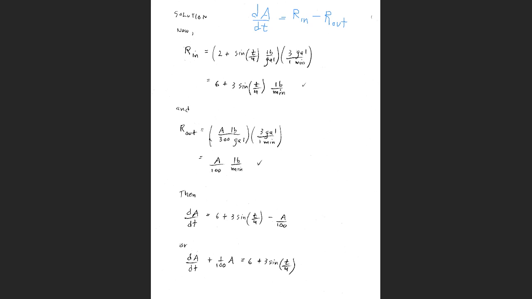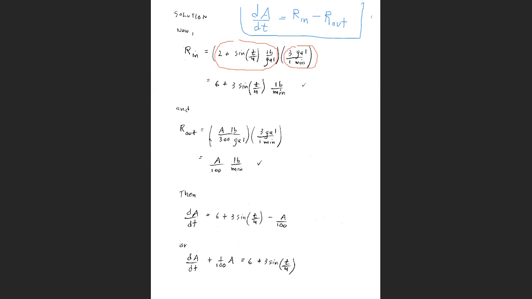That's right. And so the rate of salt coming in, well, the concentration is 2 plus the sine of t over 4 pounds per gallon, but it's flowing in at a rate of 3 gallons per minute.